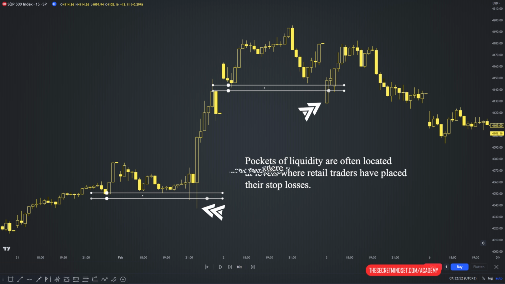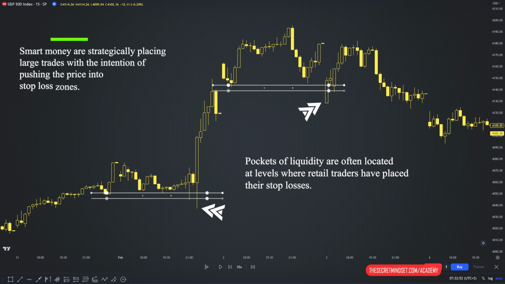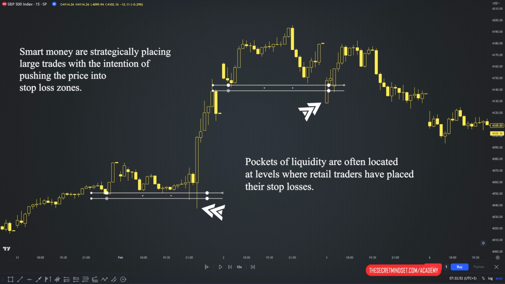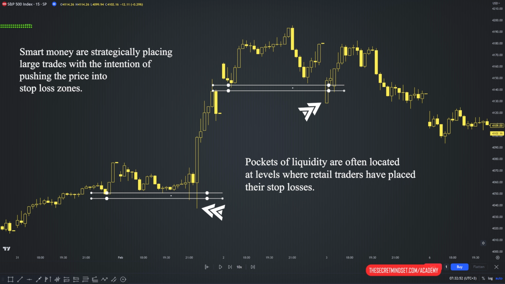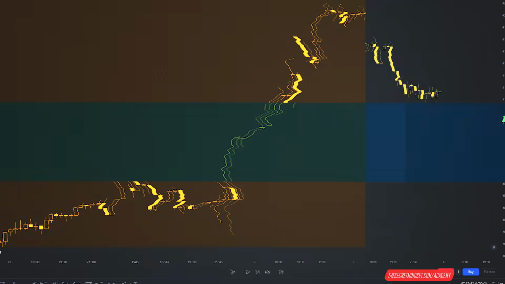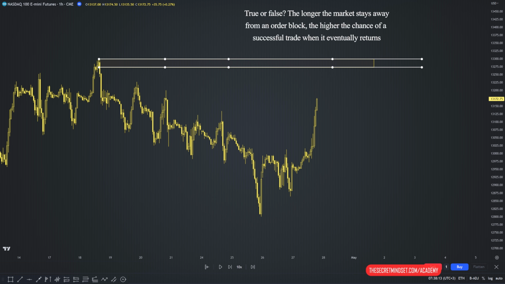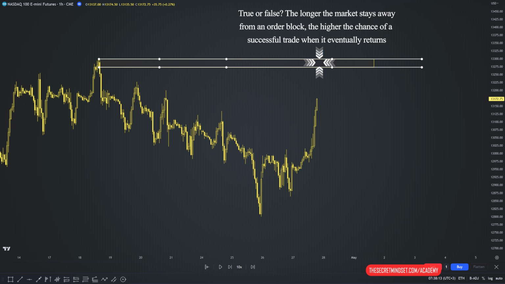The reason why stop hunts are seen frequently in any market is down to professional traders. They are strategically placing large trades with the intention of pushing the price into the stop loss zones. When it comes to order block trading, one common rule is to consider how long the market has been away from a particular zone. It's believed that the longer the market stays away from an order block, the higher the chance of a successful trade when it eventually returns.